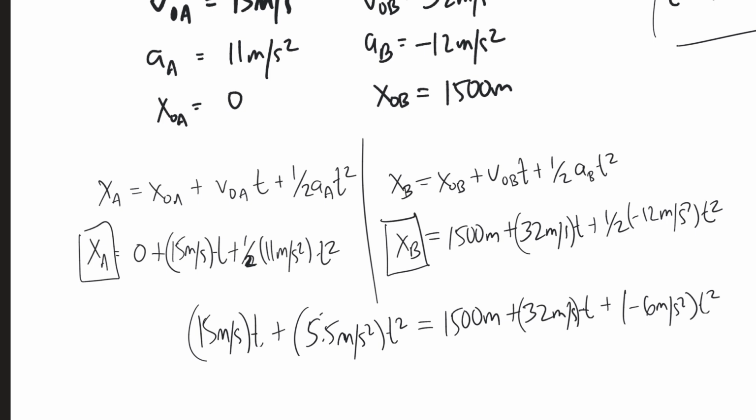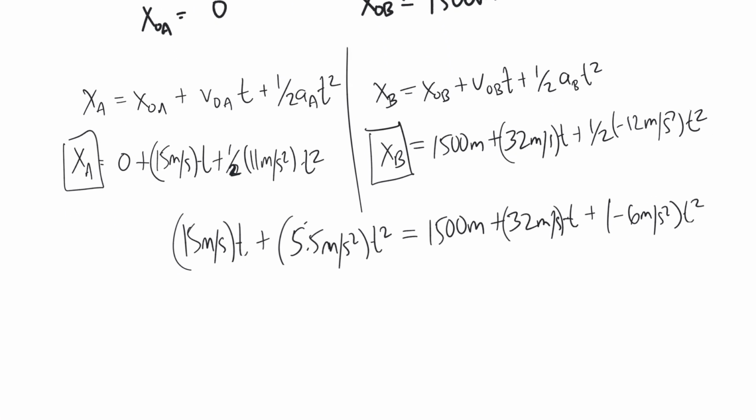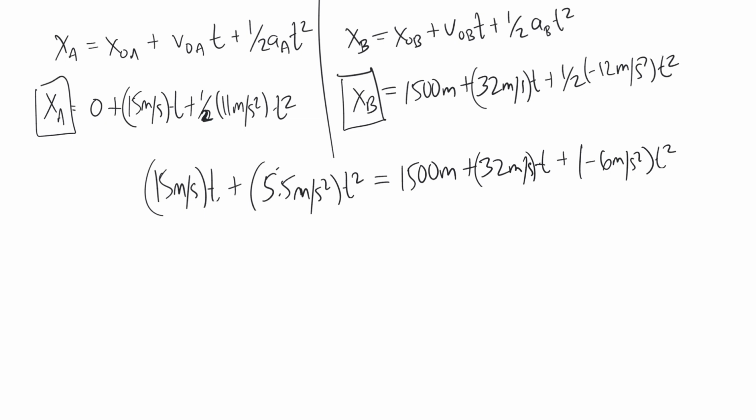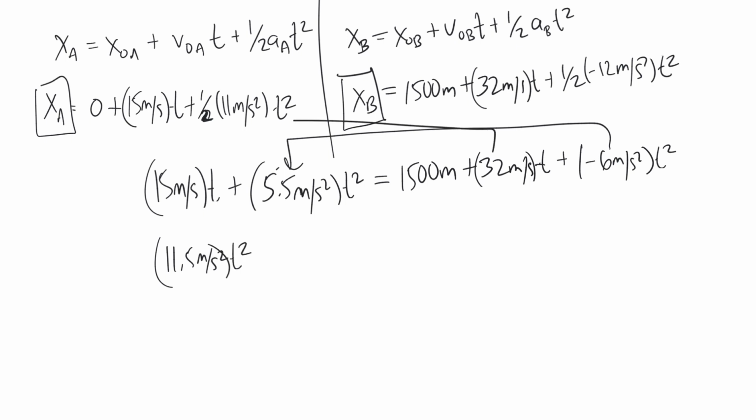Okay, cool. So now all we need to do is solve this, and it's a quadratic. It just takes a little bit of combining terms. If I take this negative 6 and put it over here, that gives me 11.5 meters per second squared times T squared. Take this 32 and subtract it off of that side, and I'll get a negative 17 meters per second times that T. Then I'll bring this 1,500 over to the other side too, minus 1,500 meters equals 0.